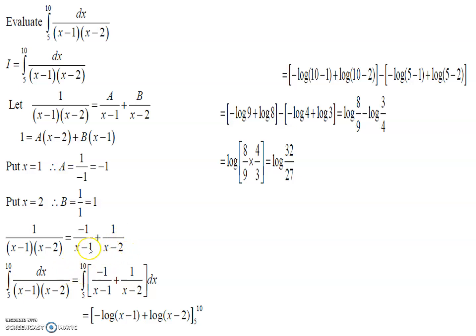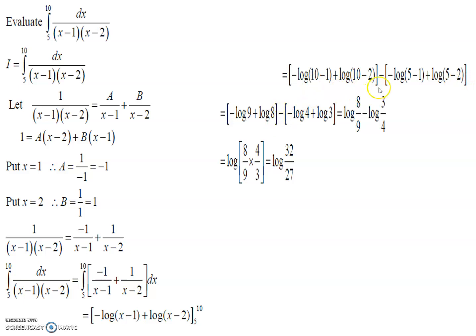Now we have to use the integration of 1 upon a plus x, which is log of a plus x. So minus 1 remains the same. The integration of 1 upon x minus 1 is log of x minus 1. The integration of 1 upon x minus 2 is log of x minus 2. Now we have to put, instead of x, the upper limit 10 and the lower limit 5. So first we put 10. Let us check how it is possible. Minus log of 10 minus 1 plus log of 10 minus 2, bracket complete, minus in bracket, minus log of 5 minus 1 plus log of 5 minus 2.